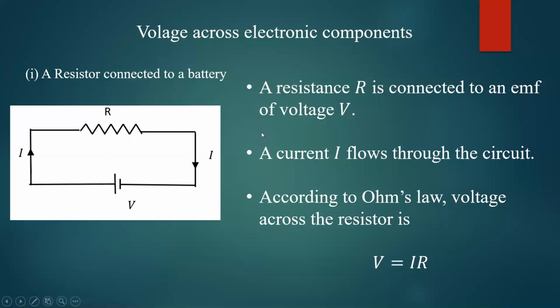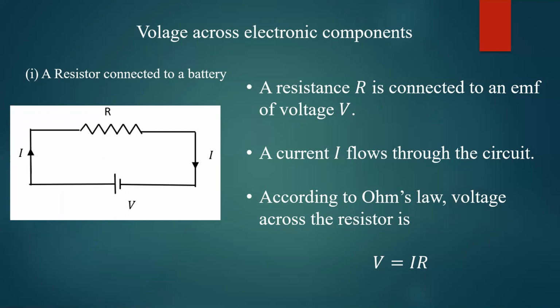will flow through the circuit. A resistance of voltage V, then a current I flows through the circuit. Okay, so current flowing through the circuit is capital I. Then according to Ohm's law, you can find out what is the voltage across the resistor. So voltage across the resistor is equal to I into R. Okay, that is very simple. So voltage across the resistor is always equal to current into resistance.